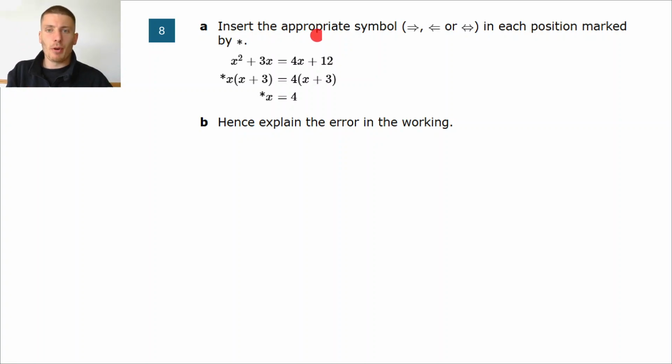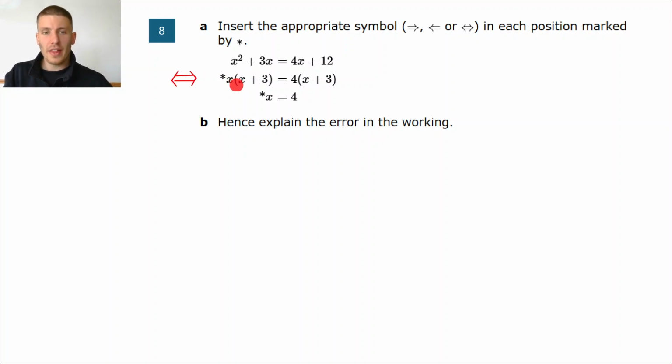It says insert an appropriate symbol, again, consequence or equivalent, in each position marked by an asterisk. So this first line, we've got x squared plus 3x is equal to 4x plus 12. To get from this first line to the second line, all they've done is factorize it, which is fine. Again, you're looking out for squaring or dividing through by 0. So this line here and this line mean exactly the same thing. You can go both ways. The logic flows both ways. So this is good, so I can put the equivalent symbol here.